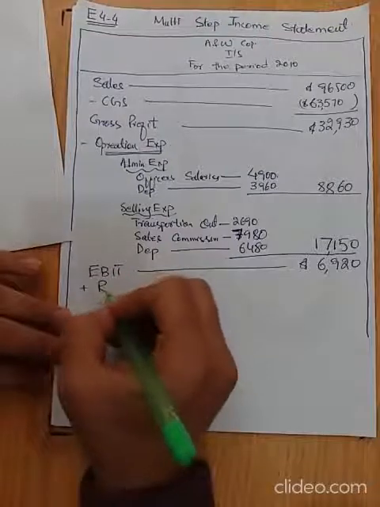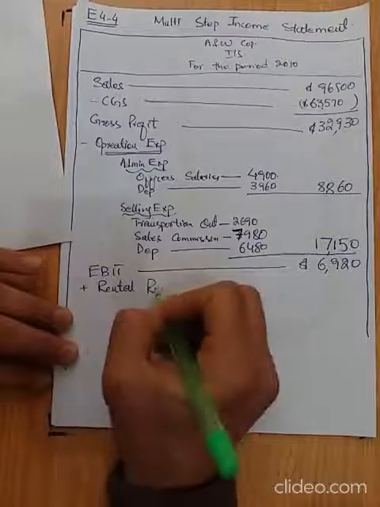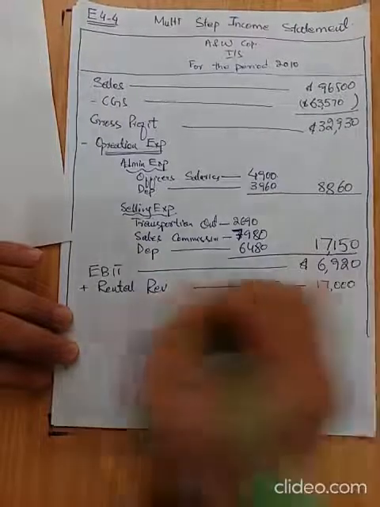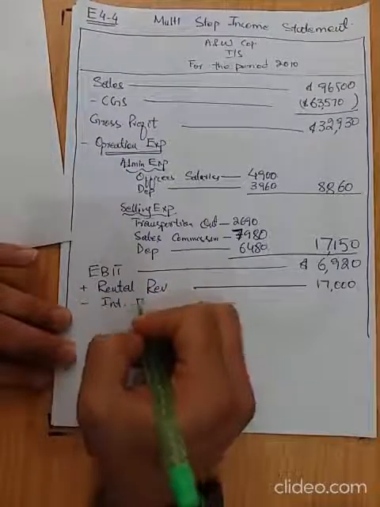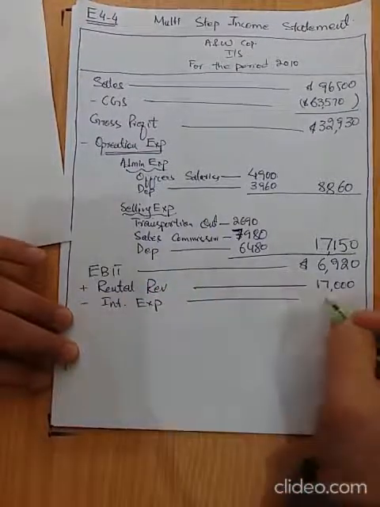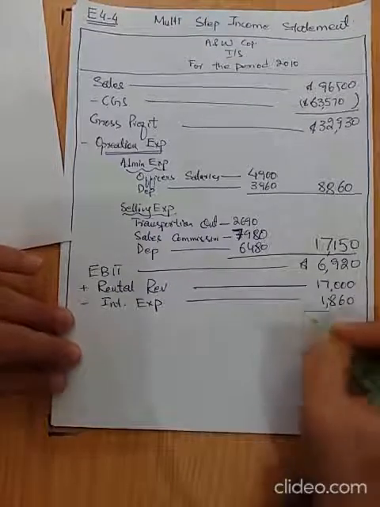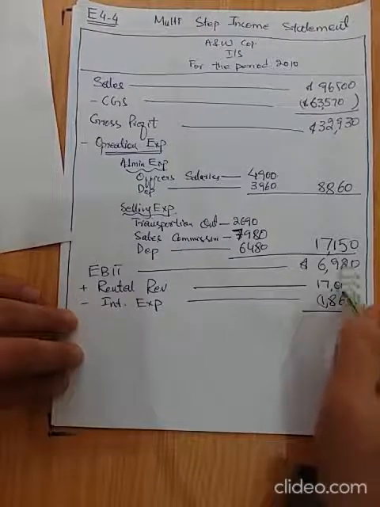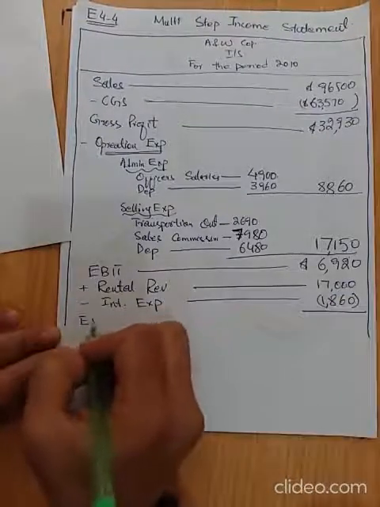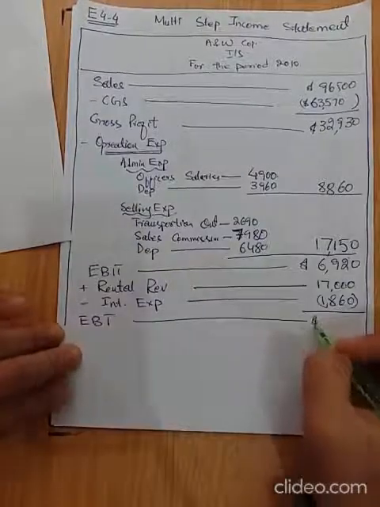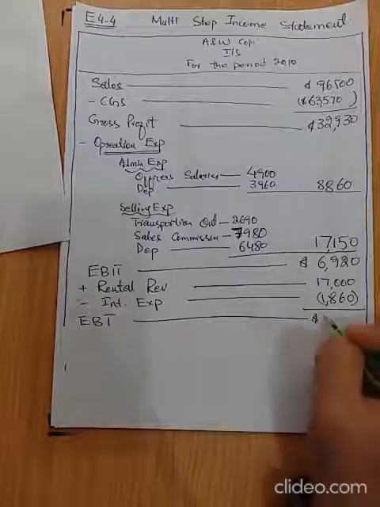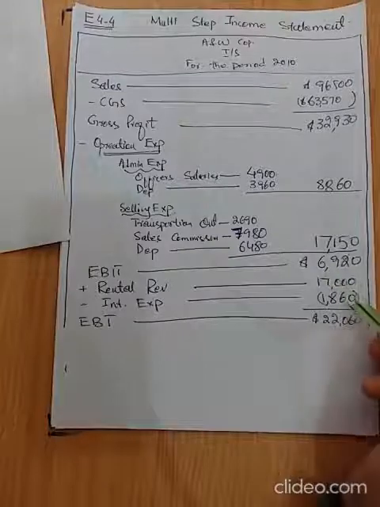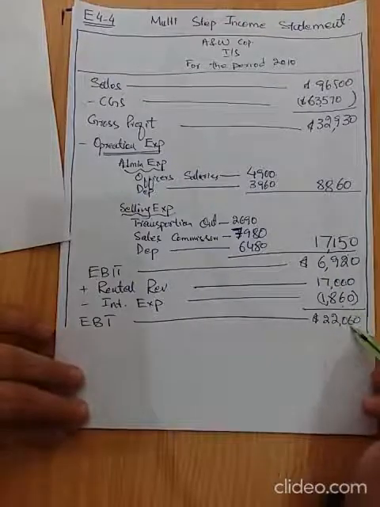Let me first add the rental revenue here. The rental revenue figure that we have is $17,000, and then I'm going to subtract the interest expense out of it, which is $1,860. So 17,000 will be added and this value subtracted. The net result of this is called earnings before tax, which is called EBT as well. This would be $22,060. It's 6,920 plus 17,000 minus 1,860.